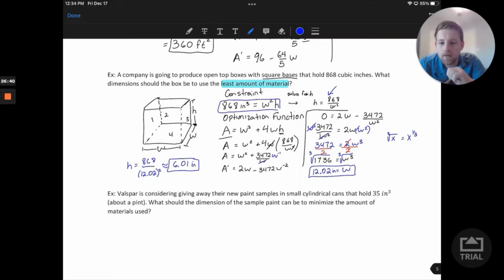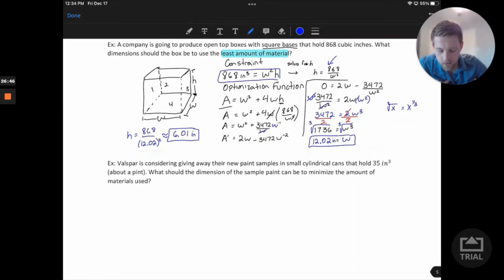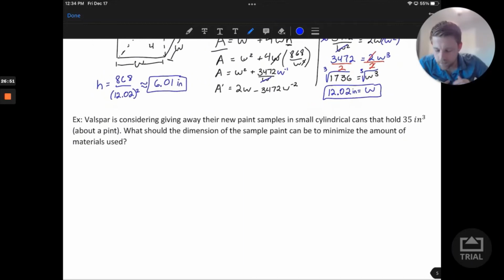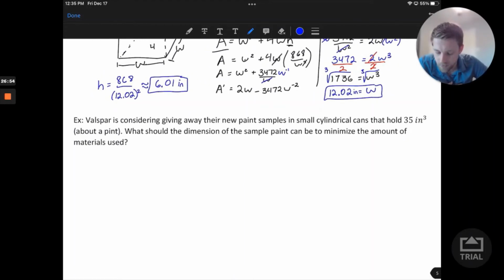All right, so we have one more example with a different geometric shape that we want to consider to finish out. This question says that Valspar is considering giving away their new paint samples in small cylindrical cans that can hold 35 cubic inches, and that's about a pint. What would the dimensions of the sample paint can be to minimize the amount of materials used? Okay, so another kind of materials cost expression here.